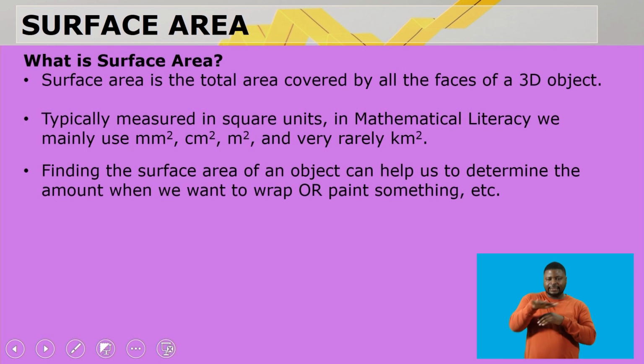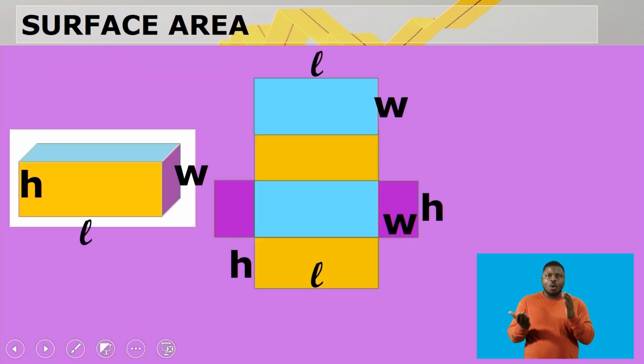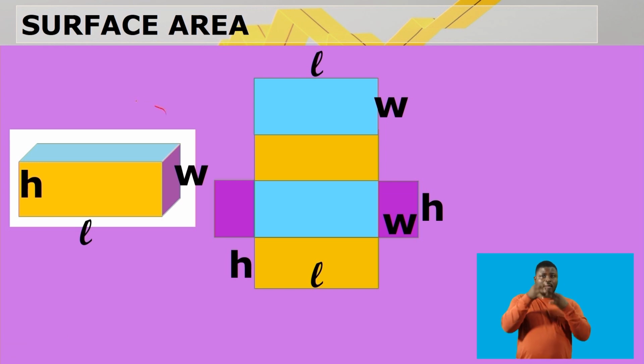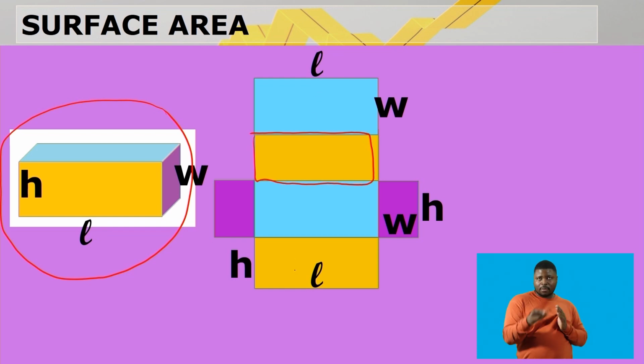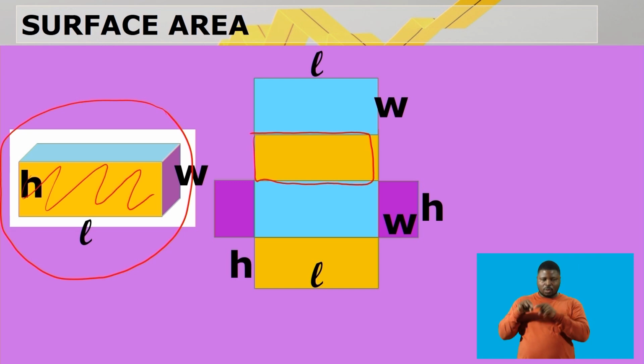Finding the surface area of an object can help us to determine the amount when we want to wrap or paint something. Now, let's look at this. Just as I said, it's a box with a rectangular base. There is the base. If we unfold it, you will see that it ends up with 4 rectangles and 2 squares. Now, what's going to happen is this yellow part is the height and the length.